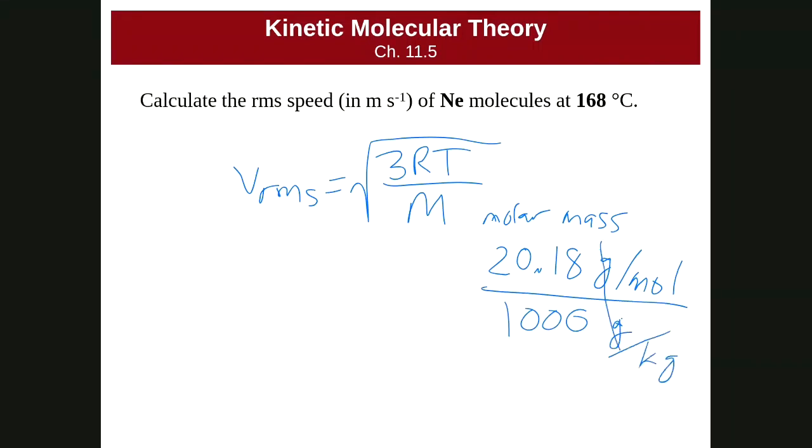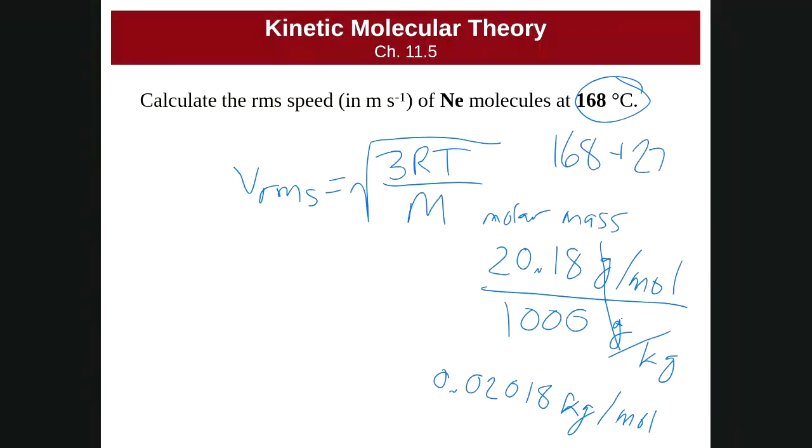That'll get rid of our grams, and we'll end up with 0.02018 kilograms per mole. All right, so now we have all our numbers. 168 degrees Celsius has to be converted into Kelvin. Whenever you're talking about gases, you always need to convert to Kelvin. So 168 plus 273 is our temperature.